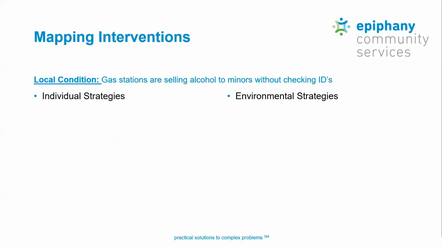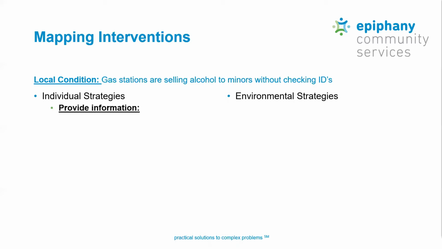So here I have a quick little example. I pulled out the local condition that gas stations are selling alcohol to minors without checking IDs. Pretty standard one. I think a lot of coalitions work on underage drinking, so I wanted to pull this one out as a quick view for us to look at.